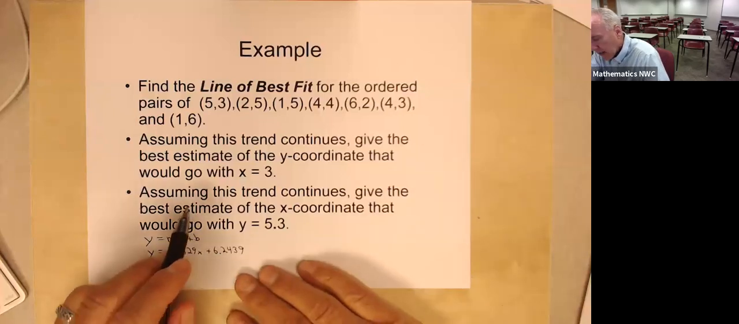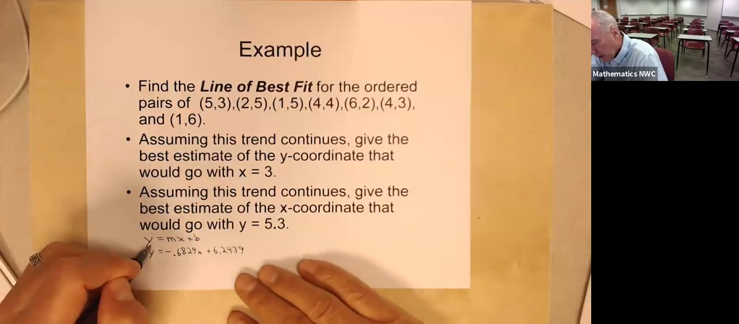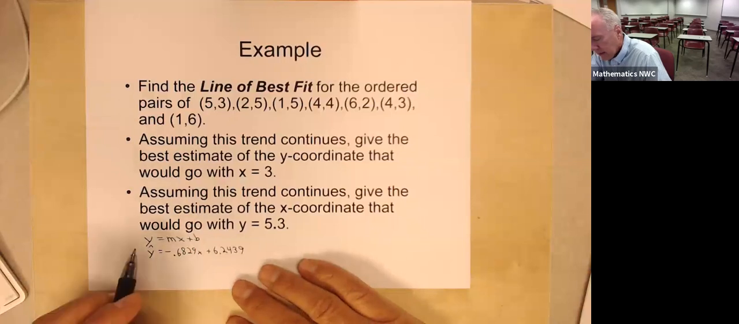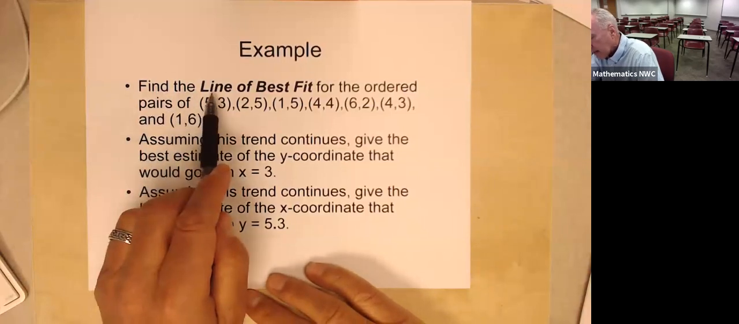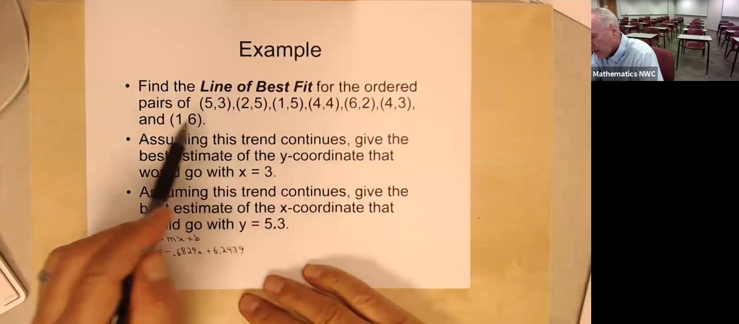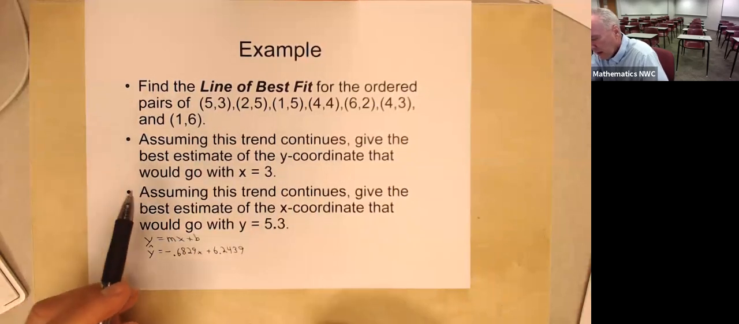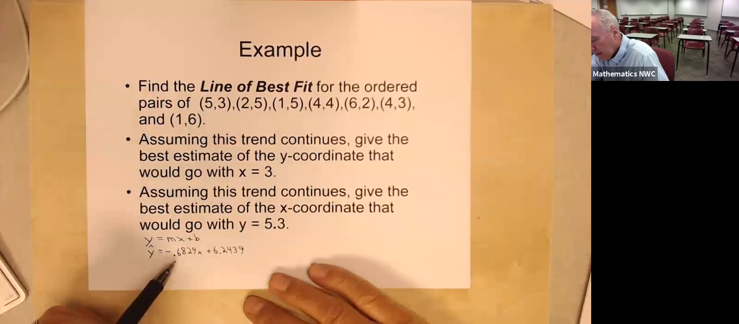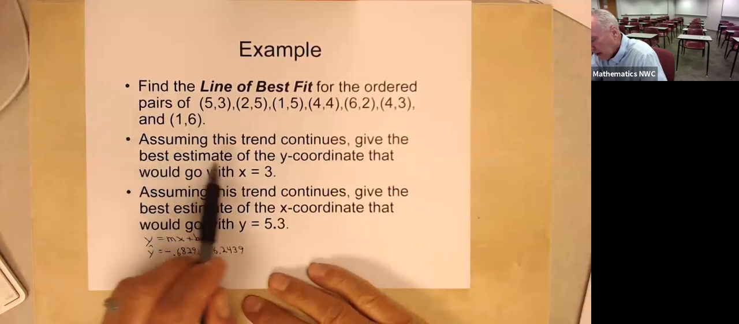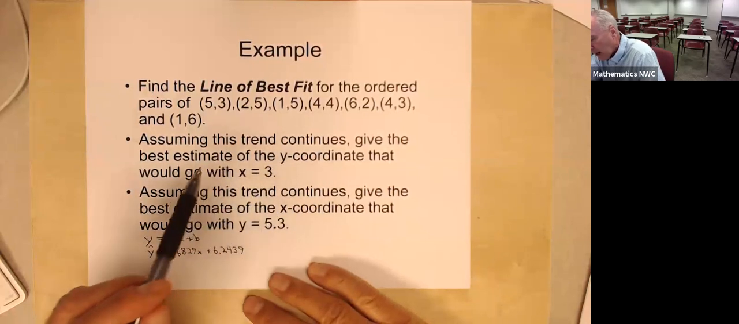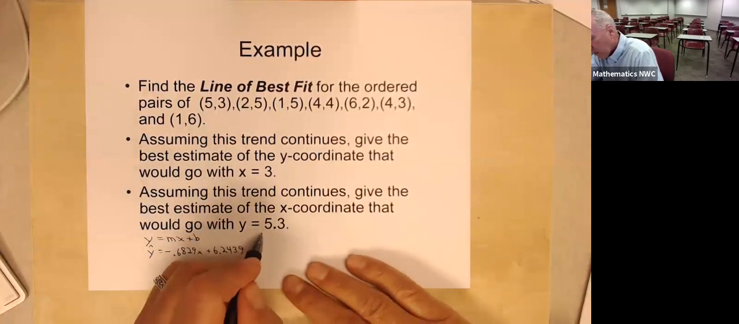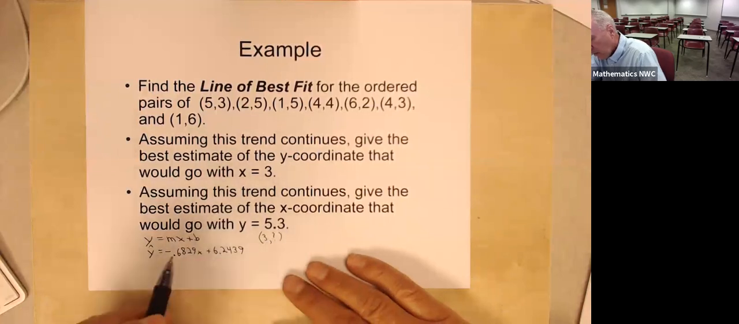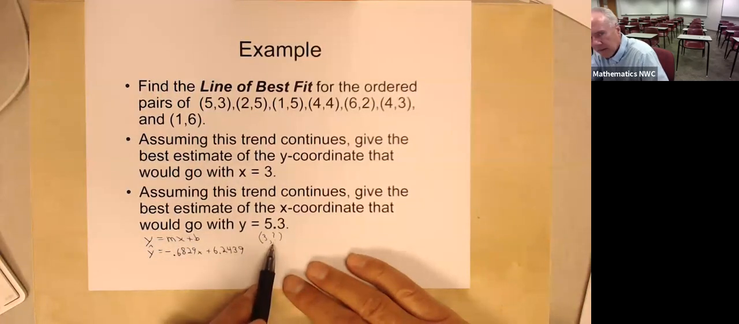I'm going to use that as a line of best fit. We'll call it Y hat. But that would be finding the line of best fit for these ordered pairs. Now we're going to use that line to give the best estimate of the y coordinate that would go with x to be 3. In other words, they're asking, if x is 3, what is the y coordinate?